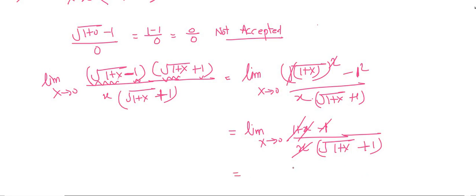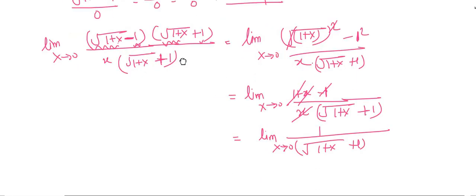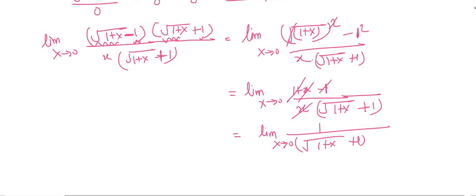Now what is left is limit x is tending to 0, 1 by root of 1 plus x plus 1. How can we solve it now? This is most simplified version. Now just put the value of x. You know? x is 0. So let me put here root of 1 plus 1, which is 1 by 2. This is your answer.